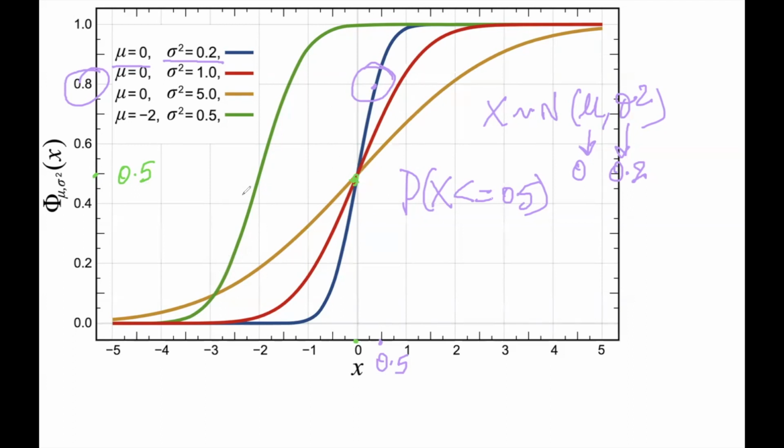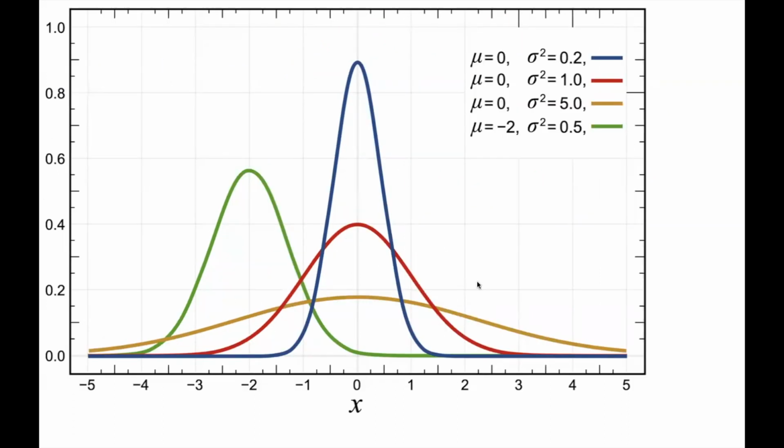But for the green curve, which has a mu of -2, the central point corresponds to 0.5 on the y-axis at X equal to -2. For these three distributions, the mu is at 0, and the corresponding value in the CDF will be at half, that is 0.5, correct? Because as you can see from our probability density function, it's symmetric, which means half of the points lie on one side and half on the other side.